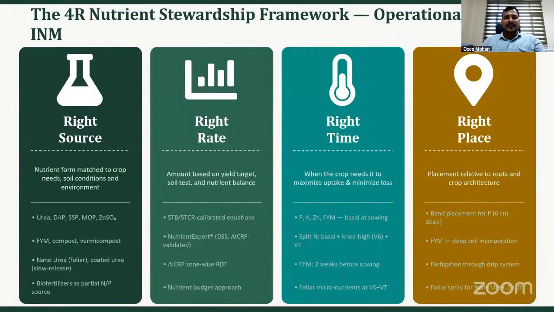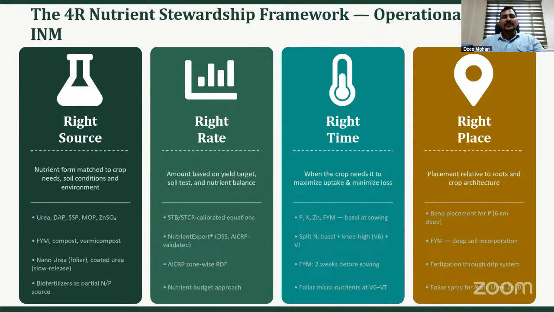And in this slide, we have already seen what INM is, what the benefits of INM are, how to implement it, and how to convert the principle into field decisions. So you can see the 4R. 4R means right source, right rate, right time, right place. This framework is being used all over the world.